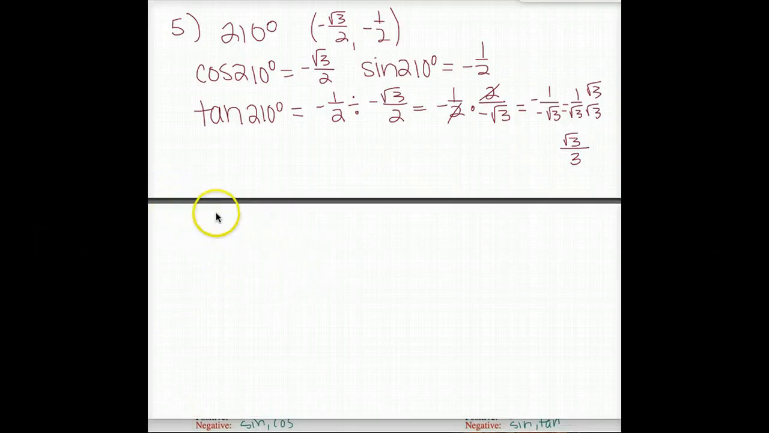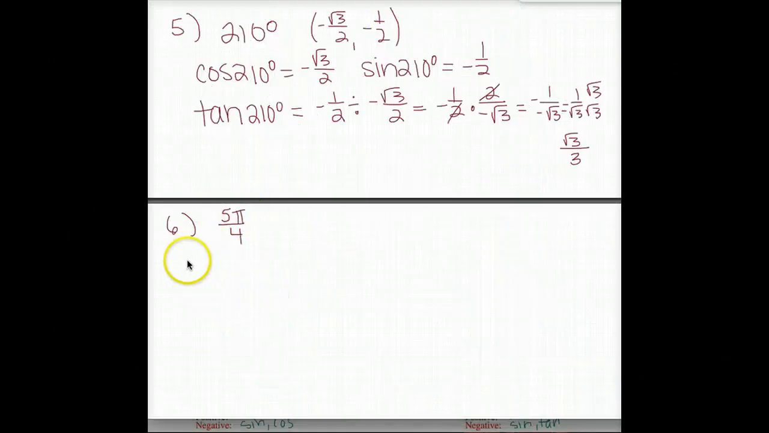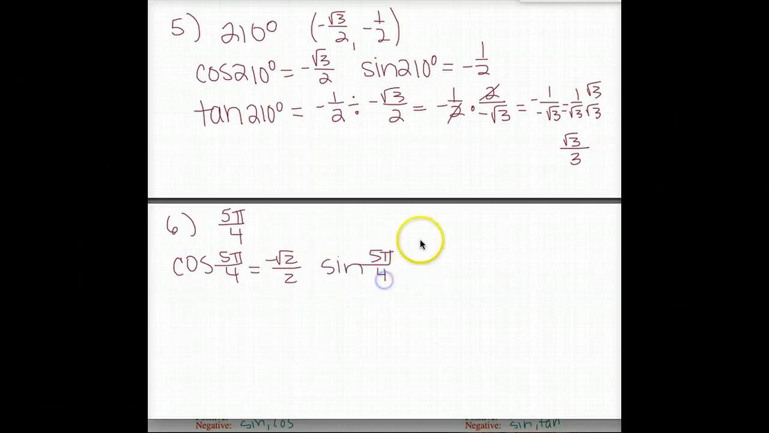Except that it's given to you in radians. So if we do the same thing there for number 6, it's asking us for sine, cosine, and tangent of 5 pi over 4. So 5 pi over 4, if we look at our unit circle, lands right here. So I've got negative radical 2 over 2, negative radical 2 over 2. So that means that my cosine of 5 pi over 4 is going to be negative radical 2 over 2. My sine of 5 pi over 4 is going to be negative radical 2 over 2.